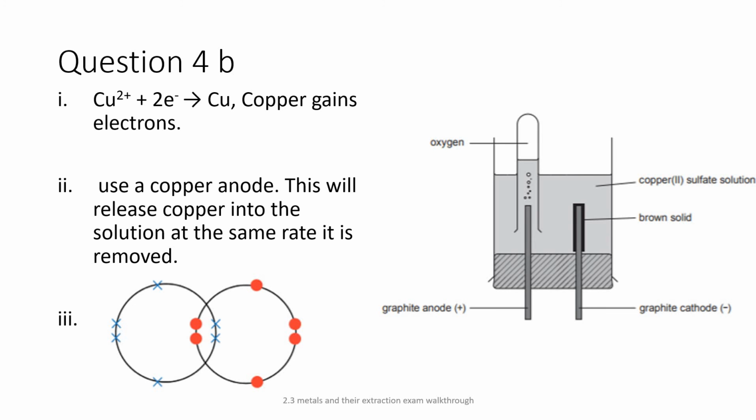And then part 3, the outer shells of the oxygen. As shown, oxygen wants to gain 2 electrons, so it will share these 2 electrons to form a covalent bond, as in the diagram shown.